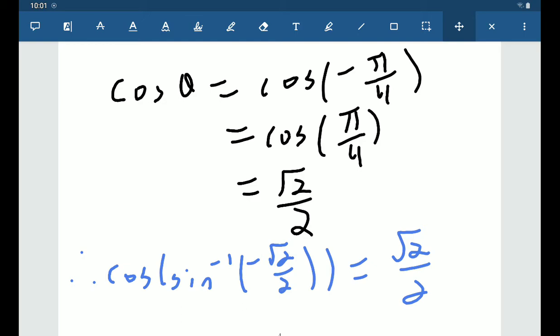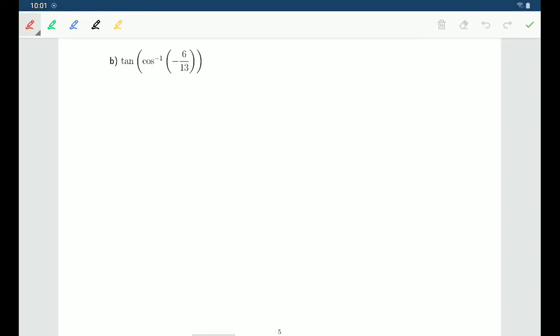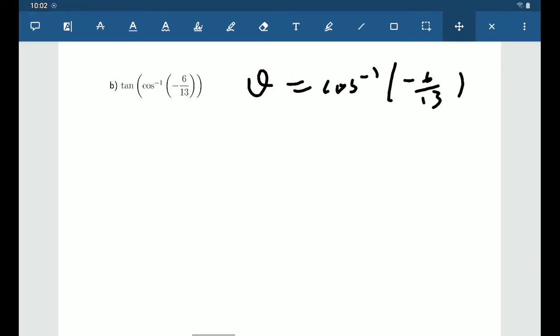All right, great. Let's do another example. Here we're looking for tangent of cosine inverse of negative 6/13. And I already know negative 6/13 is not a number that comes from a special triangle. So firstly, I'm defining theta to be cosine inverse of negative 6/13. And secondly, I'm going to think about my quadrant.